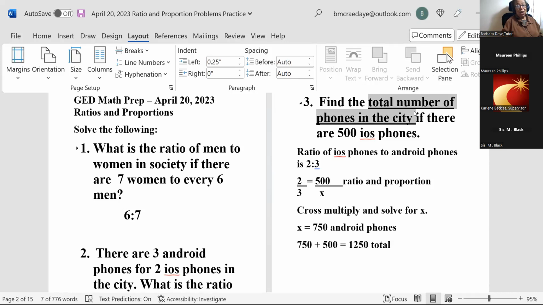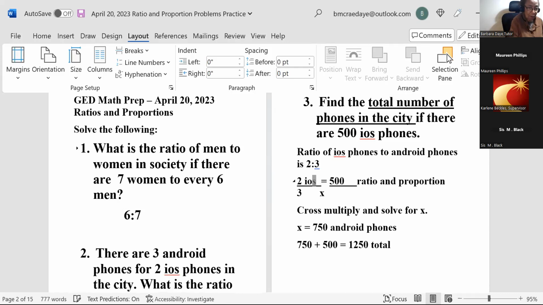We know the 500 iOS phones, but we have to use our ratio that we have over here, 2 iOS phones for every 3 Android. So 2 iOS, 3 Android, 500 iOS, X. If you think you're going to get them mixed up, just put what they are: iOS, Android. Once you really get it down, you can just multiply across.